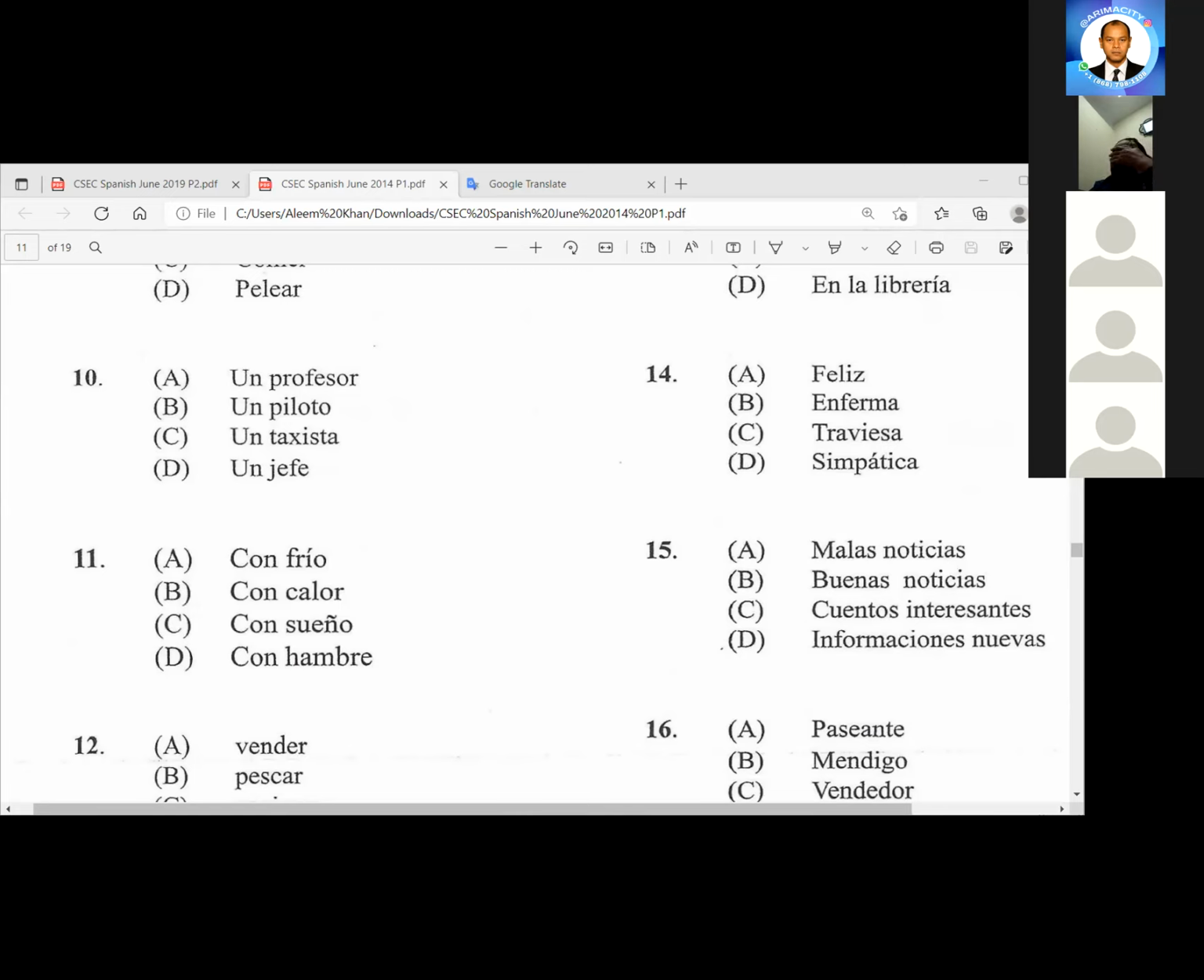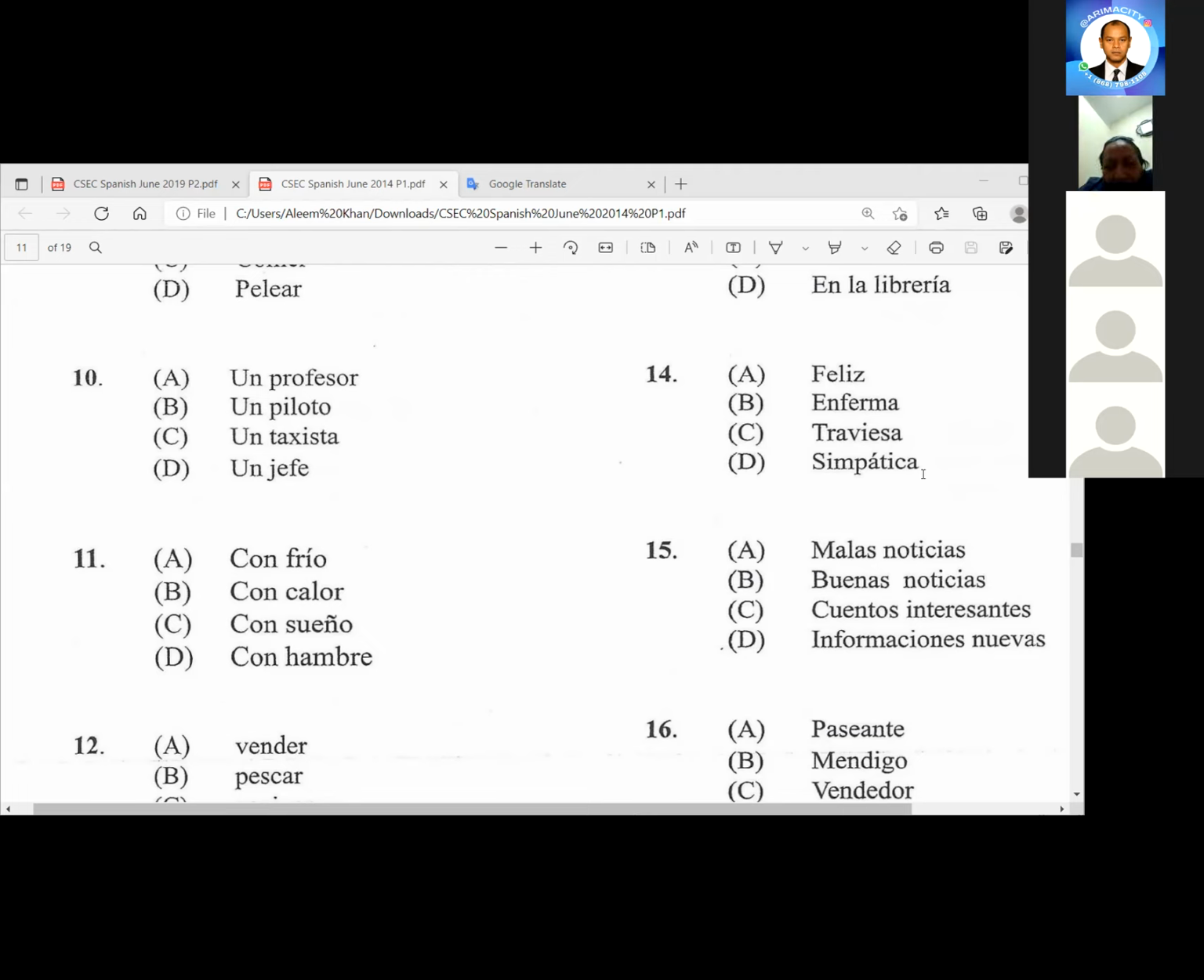Mi tía tiene COVID. ¿Ok? No es cierto, ¿eh? Es solamente para el examen. Mi tía tiene COVID. My aunt has COVID. And the options are A, feliz, B, enferma, C, traviesa, D, simpática.